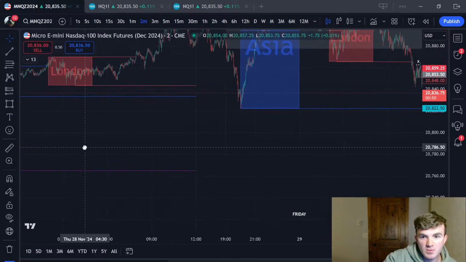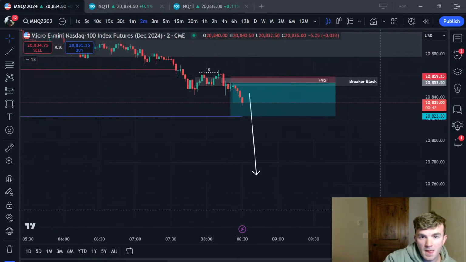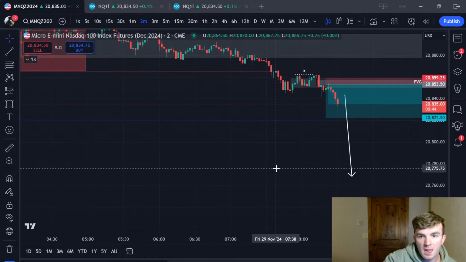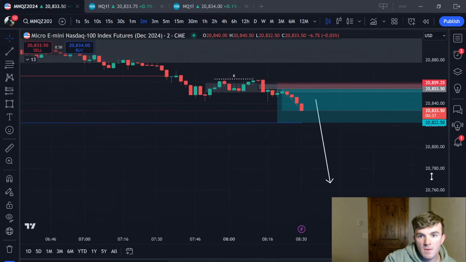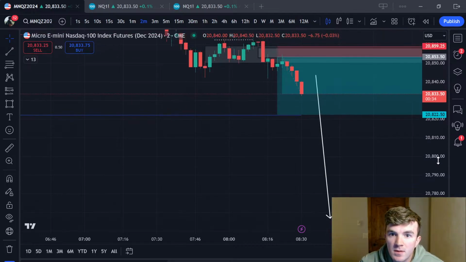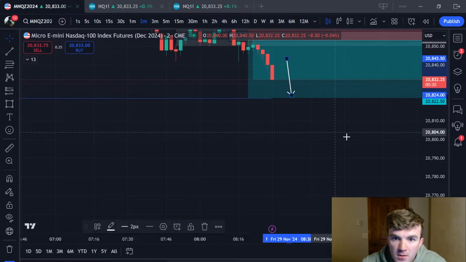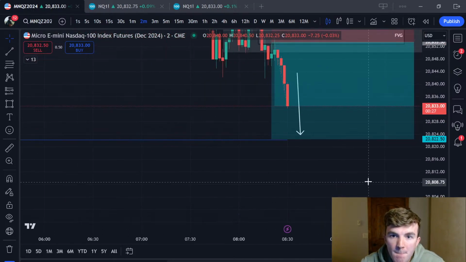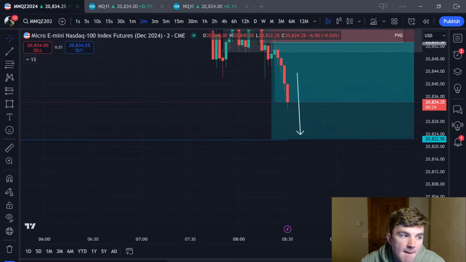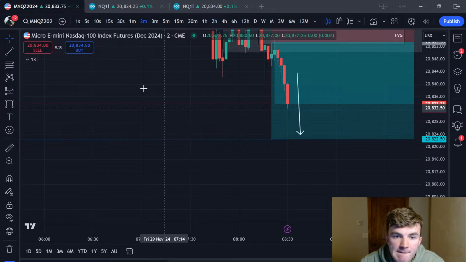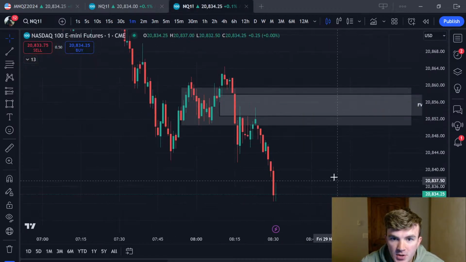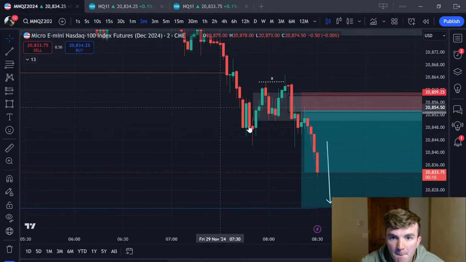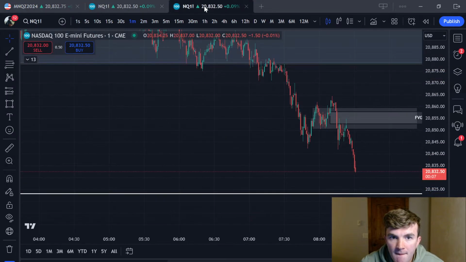And we have PM's lows from over here. So anyway, back to our higher time frame chart. Yeah, let's pull up the hourly.